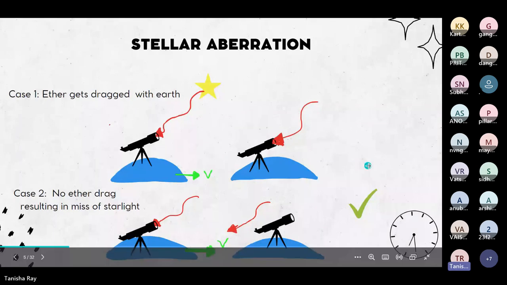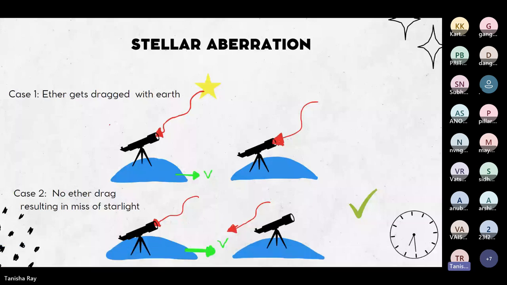Now, this is really weird. We performed two experiments and they were giving really contradictory answers. The Michelson-Morley experiment said the ether medium cannot be stationary. It has to get dragged along with the Earth if ether medium has to exist at all. Stellar aberration said the ether medium cannot get dragged along with Earth. It either has to be stationary or not exist at all. So both of them were kind of indicating that ether does not exist.